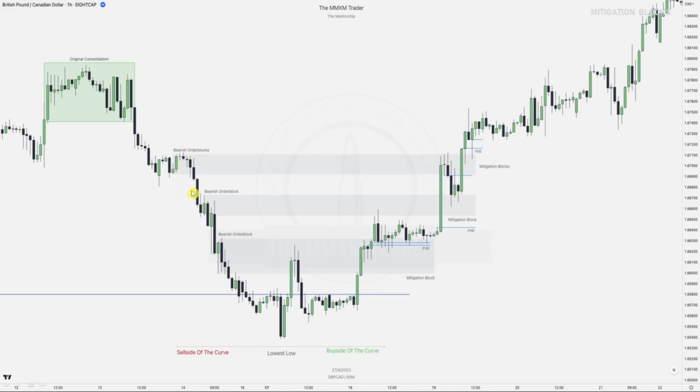So really outline those old arrays from the sell side of the curve, extend them out in time into the buy side of the curve, and wait for your new PD array to form, and then it will be higher probable to take a trade from.